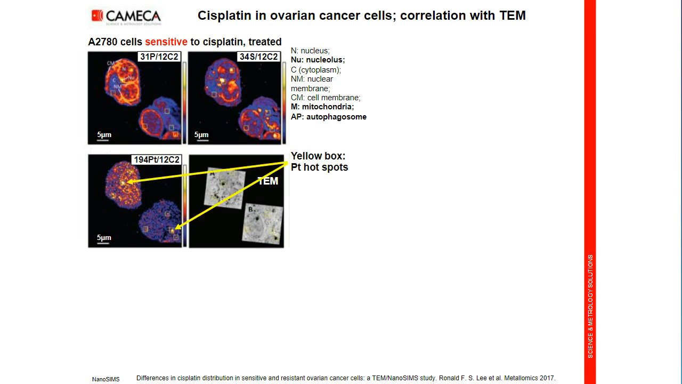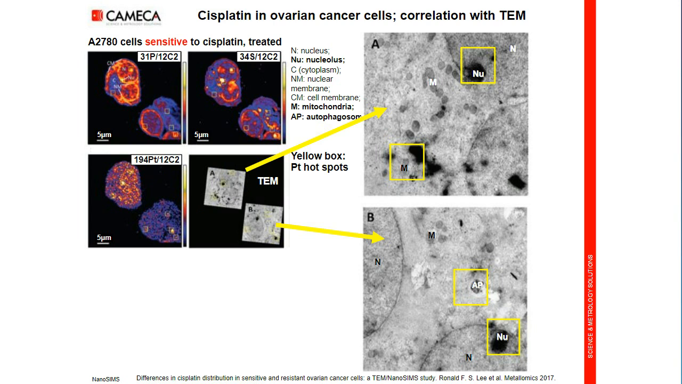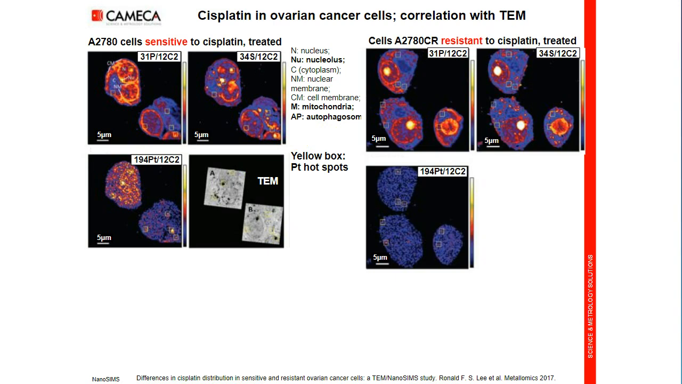We can see in the platinum some hotspots, and one can review then inside the TEM, the high resolution TEM, and one, for example, in the lower image, can see that you have an increase of platinum in the autophagosome. It's exactly correlated with the hotspot in platinum. Now we can see a comparison with a line resistant to cisplatin, treated, and we see different accumulation of platinum here at a much lower level, but still some discrete spots.